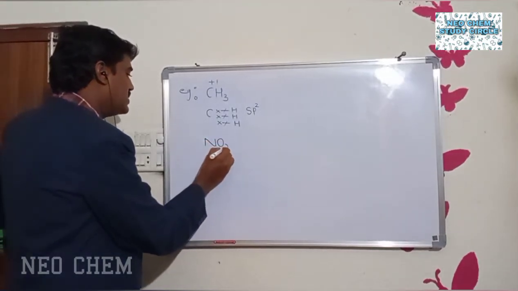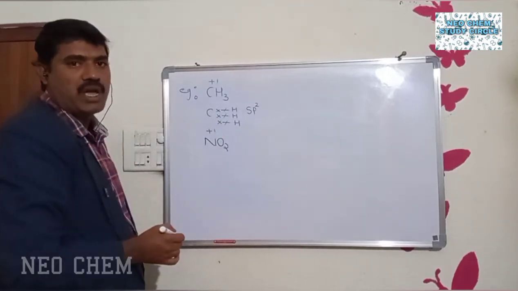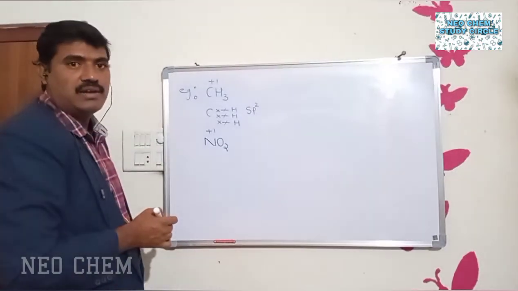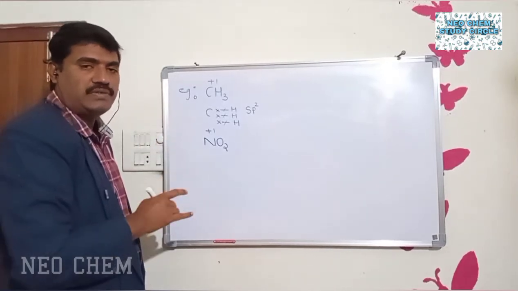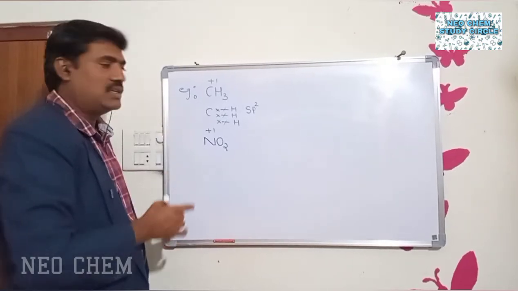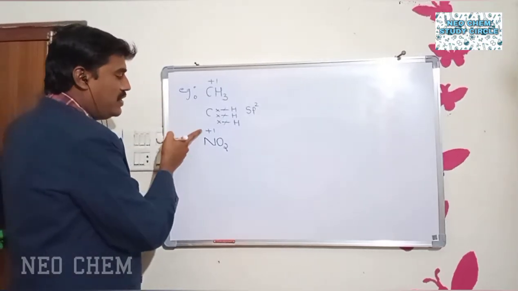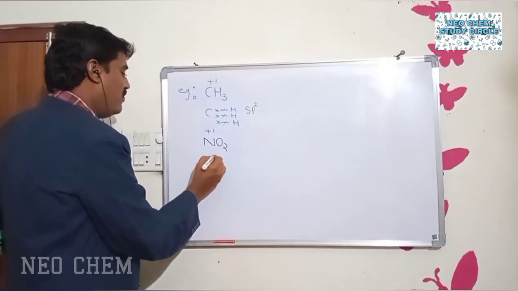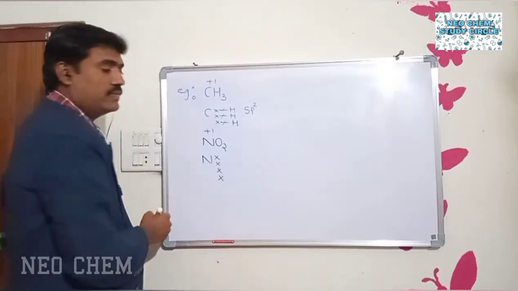NO2 plus 1, the nitronium ion. Here, nitrogen is the central atom carrying one positive charge. Actually, neutral nitrogen should have 5 valency electrons, but now it should have only 4 valency electrons due to the presence of one positive charge. So nitrogen has 4 valency electrons: 1, 2, 3, 4.